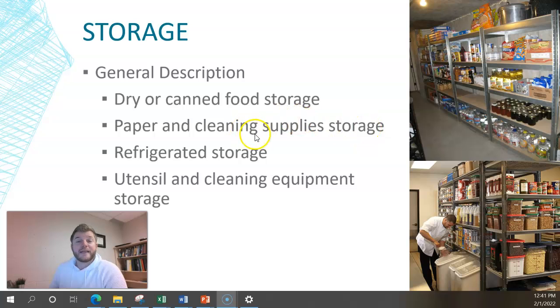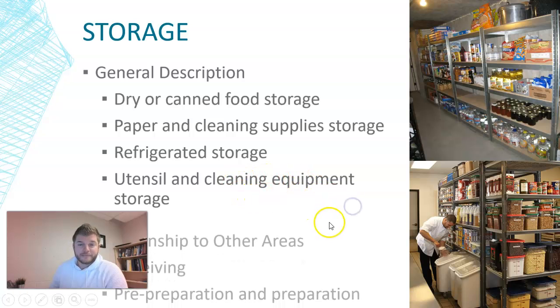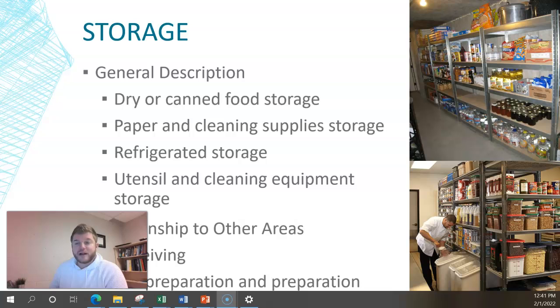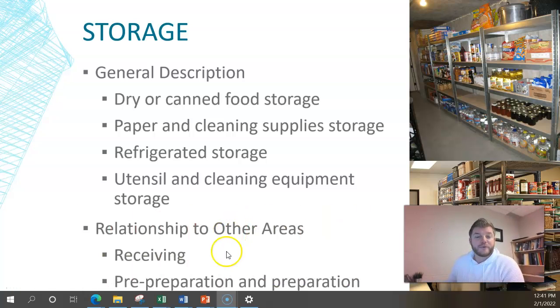And this could be paper, cleaning supplies, and then we also have our refrigerated storage, as well as maybe some utensils and cleaning equipment. With relationships to other areas, we want this to be close to receiving and our pre-prep or preparation area.